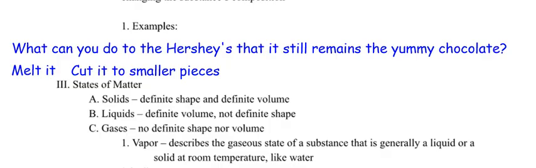Now, what's the difference between a gas and a vapor? A vapor describes the gaseous state of a substance that is generally a liquid or a solid at room temperature, like water is. So if you are to evaporate water, water is typically a liquid at room temperature, but if you were to evaporate it, we call it a vapor.